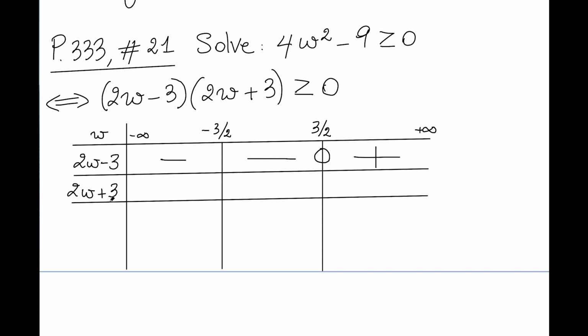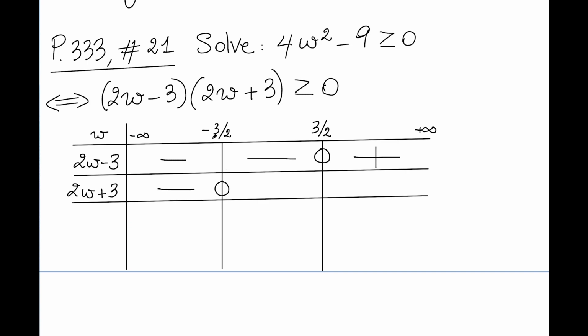One more time for the second. 2w plus 3 is neutral at this point when w is equal to minus 3 over 2. So it's going to be 0 right there. It's going to preserve one sign before and another sign after. Let's take a number smaller than minus 3 over 2. Let's take the number minus 2. 2 times minus 2 is minus 4. Minus 4 plus 3 is minus 1, which is negative.